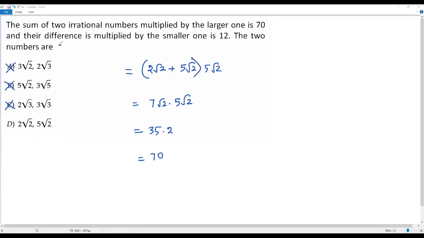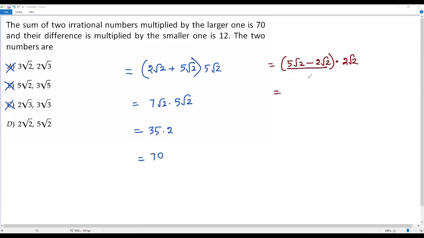Now let's verify the second information over here. That is, we have to find the difference of these two irrational numbers. Usually to get the difference, we subtract the smaller one from the bigger one. So here this is the smaller one, 2 square root of 2. It has to be subtracted from the bigger one, 5 square root of 2. This is the difference. It has to be multiplied by the smaller one. Clearly the smaller one is 2 square root of 2.